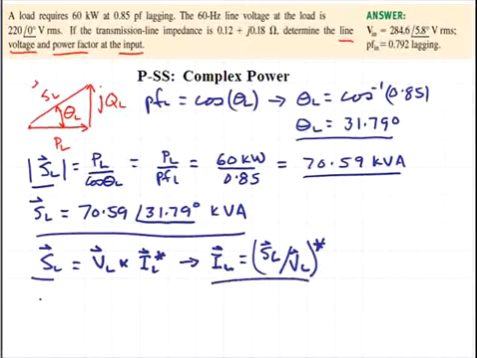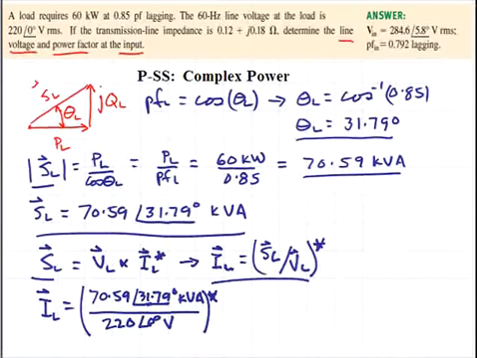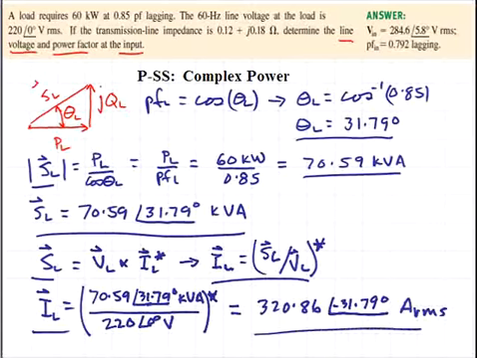We can then calculate the load current phasor. This is the ratio of the complex power to the load voltage, and that is equal to 320.86 at an angle of minus 31.79 degrees amps, and those would be RMS amperes. The negative sign associated with the phase angle of the current comes about from the complex conjugate operation in the calculation.